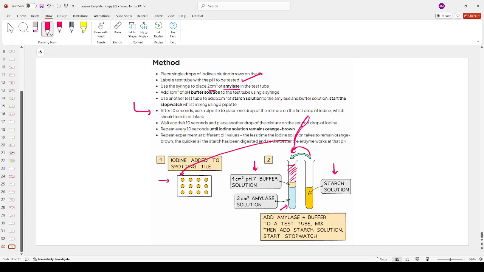Now, why will this turn black blue after 10 seconds? I want everyone to answer this so I know that you know what I'm talking about. Why after 10 seconds will it turn black blue? Like, why won't it turn orange?